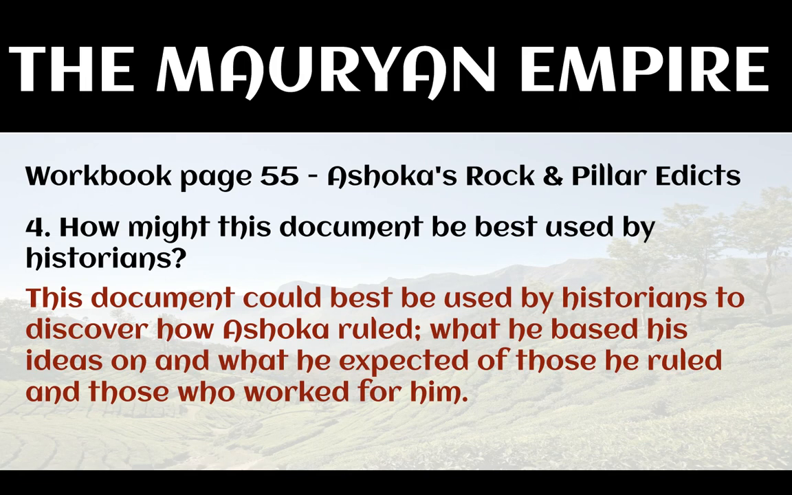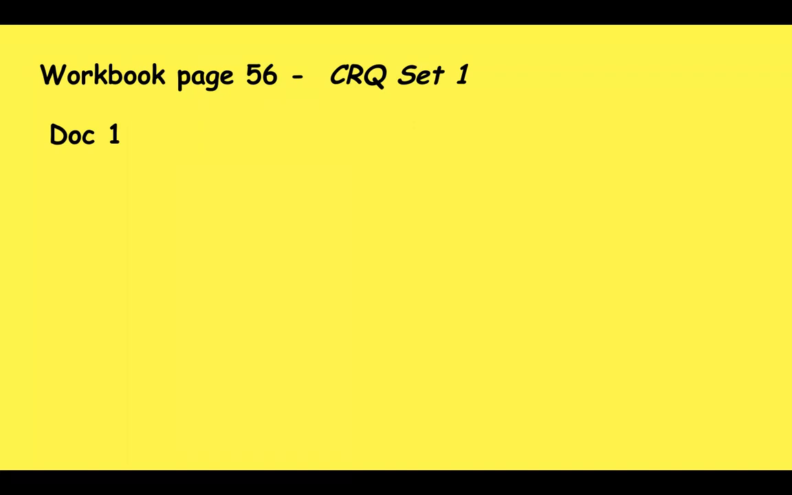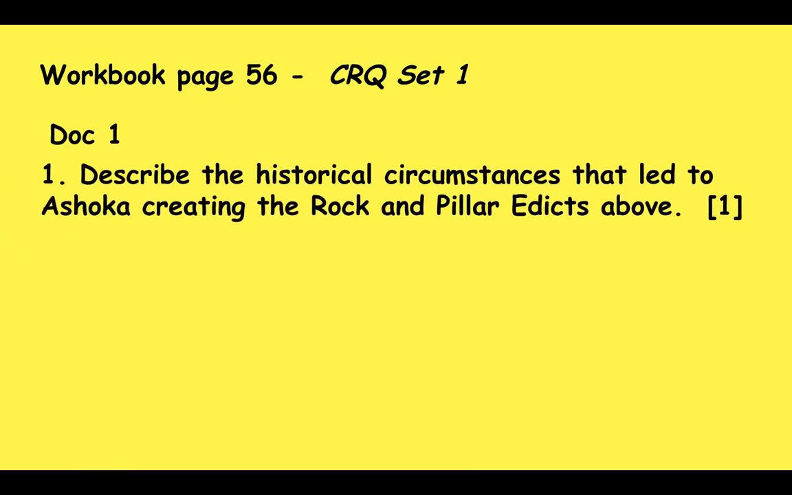Guess what? It's time for a CRQ. Oh yeah, we like those. Let's take a peek at this. The question we're answering is: describe the historical circumstances that led to Ashoka creating the Rock and Pillar Edicts above. So let's just read through document 1.